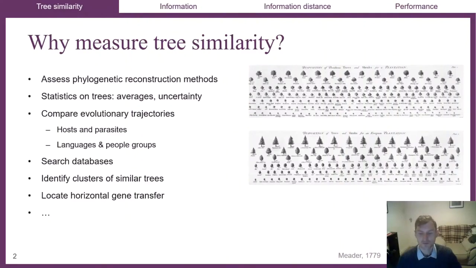Well, measurements of tree similarity underpin a range of lines of scientific inquiry. We can evaluate phylogenetic reconstruction methods by comparing reconstructed trees to a tree that's known to be true. Tree similarity measurements allow us to take the average of a set of trees or to quantify the uncertainty.